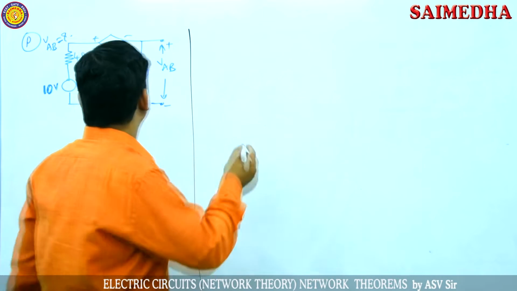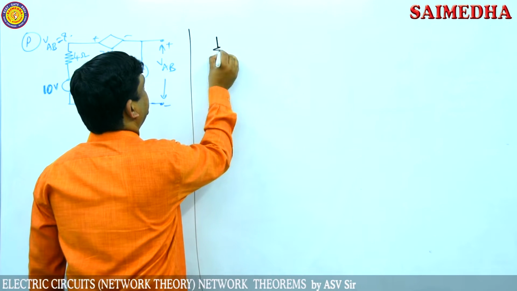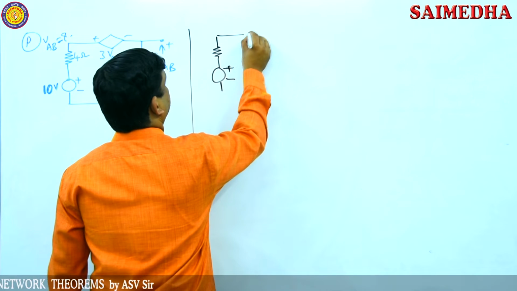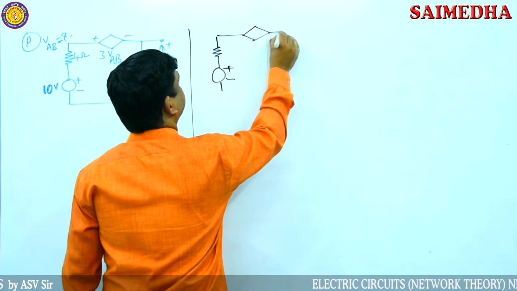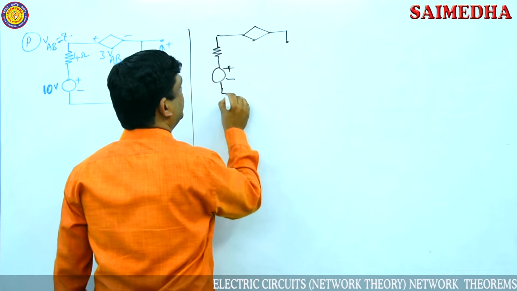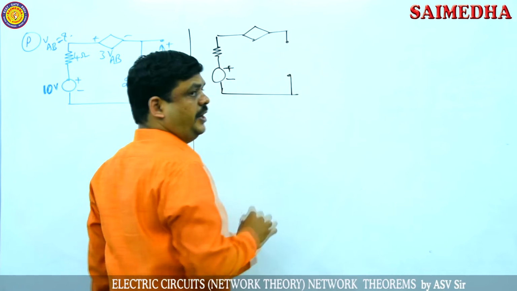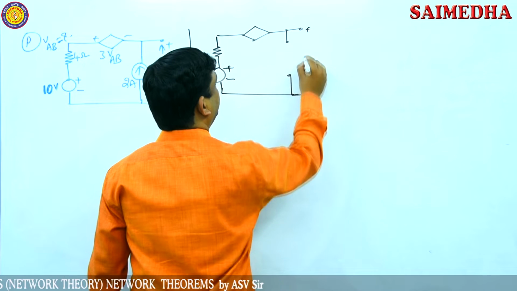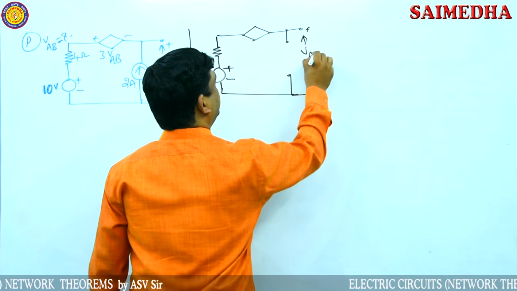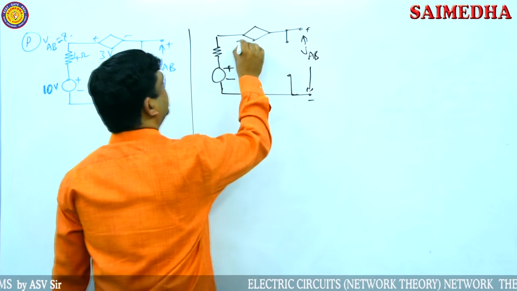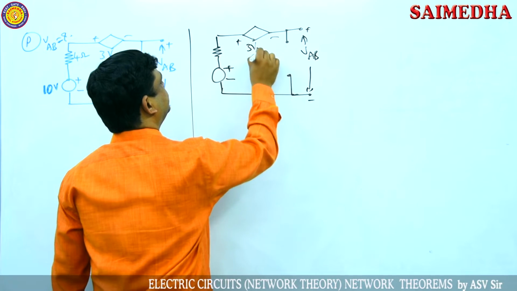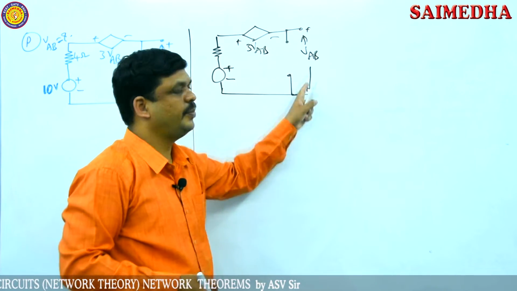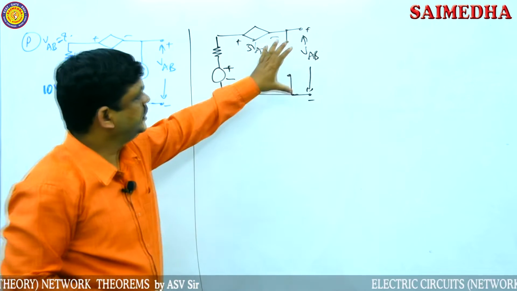Now I am drawing the circuit. The resistor is as it is and the voltage source is connected. Here is the dependent source. Then this current source acts as an open circuit. Then the voltage across these two terminals, according to the given problem, is VAB. The dependent source value is 3 VAB. So this dependent source completely depends on the voltage across these two points.